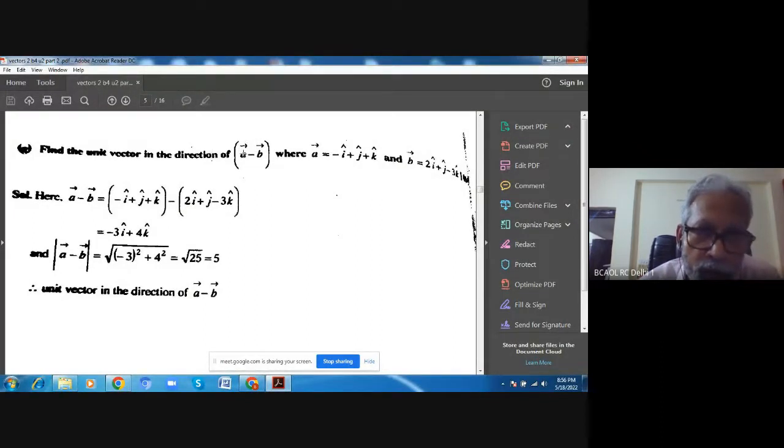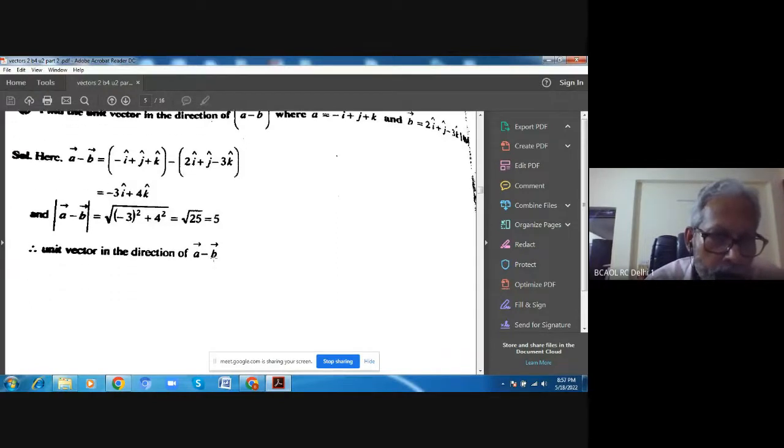So this is the vector's value. You can put it here straight away, and the value that comes is minus 3i plus 4k. Okay, this part is done. Then after that, you make the magnitude of this vector. When I go for the magnitude, straight away it is root over 3 and 4 squared, and you get 5. So now this portion is over.